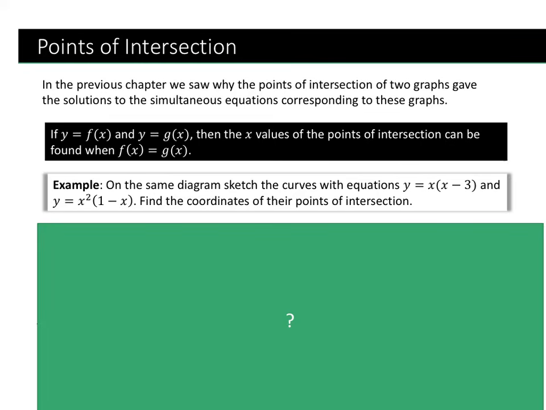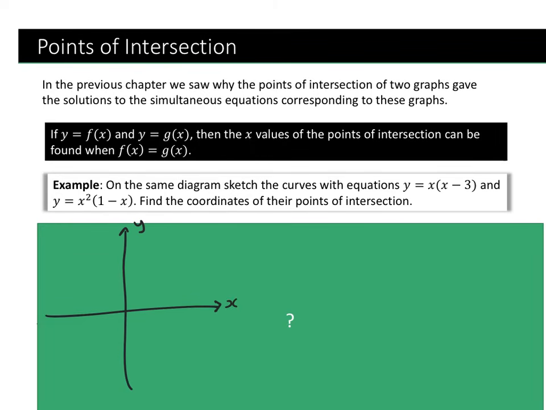Okay, so points of intersection we've had a look at recently. And when we're looking at points of intersection, it's when the 2 graphs actually equal each other. Okay, so we know that if we were drawing 2 graphs, and in this case, I'm going to sketch this example. So I'm going to draw it a bit bigger, sorry. So here we go.